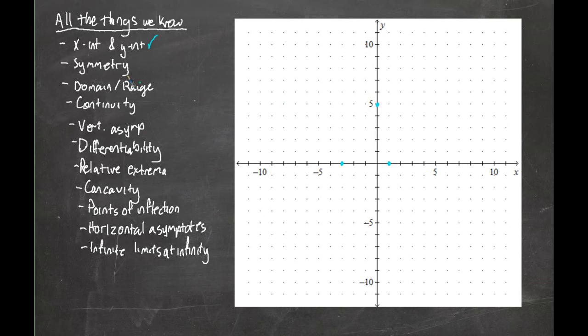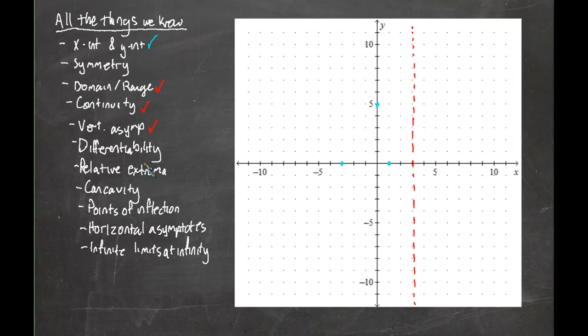Okay, symmetry. If you're graphing a parabola or something that has a certain kind of symmetry, that can be useful. We'll say it doesn't apply to this function. Domain and range goes along with vertical asymptotes, continuity, holes and vertical asymptotes, things like that. Let's say that we know there's a vertical asymptote right here. All right, so we're getting an idea of some things here.